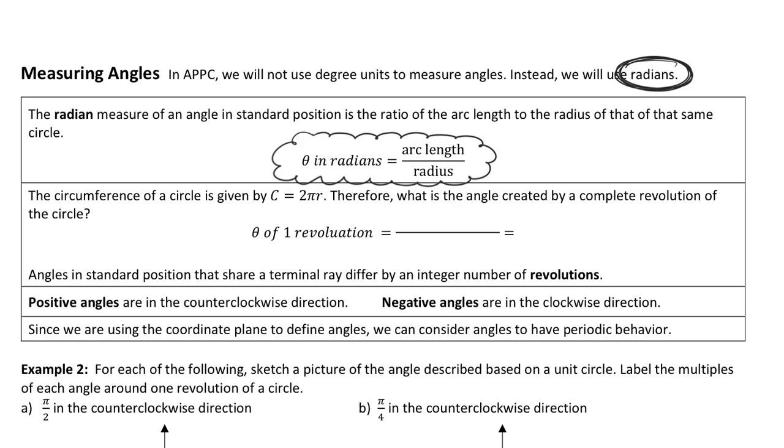Just like we know things like 360 degrees make a full circle, we know a lot of information about radians themselves. In fact, if we remember that all the way around a circle is called the circumference, do we remember that word? The formula for circumference is 2 pi times r, which is 2 pi times radius. Therefore, what is the angle created by a complete revolution of one circle? So the amount of radians in one revolution would be the ratio arc length, which is circumference all the way around, divided by the radius, which is r.